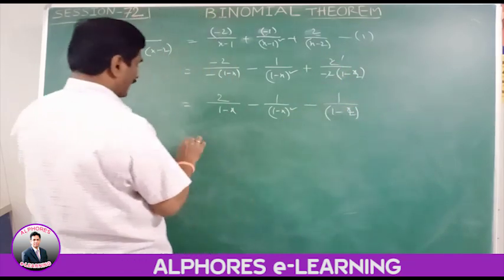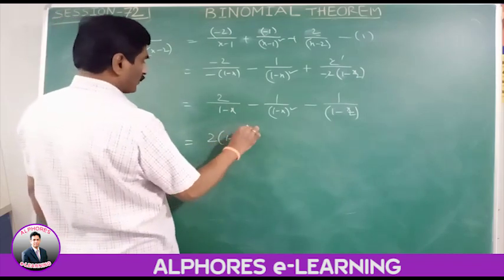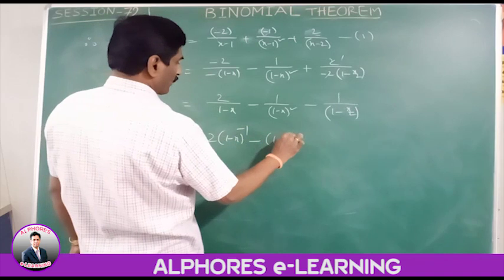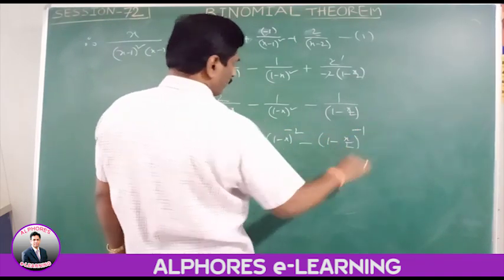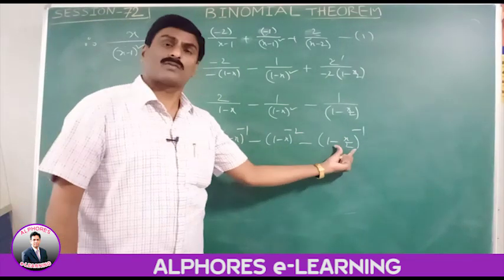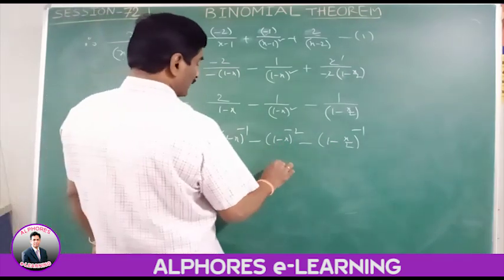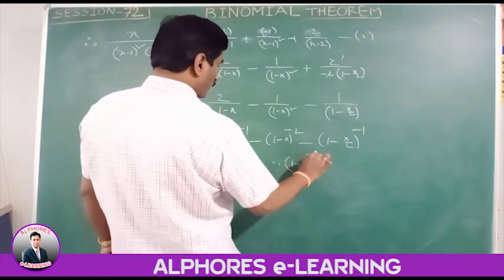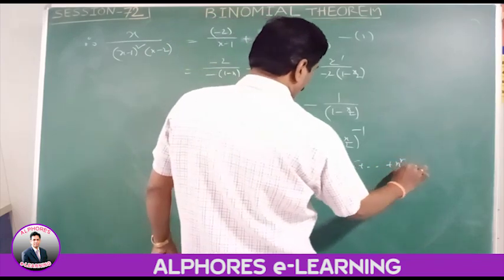What is the value of 1 by x? 1 by x is equal to x power minus 1. So we get 2 of (1 minus x) whole power minus 1, minus of (1 minus x) whole power minus 2, minus of (1 minus x by 2) whole power minus 1. In this case we use the formula (1 minus x) whole power minus 1; in this case also (1 minus x) whole power minus 1; and in this case (1 minus x) whole power minus 2. Since (1 minus x) whole power minus 1 is equal to 1 plus x plus x square plus so on, x power r plus so on to infinity.